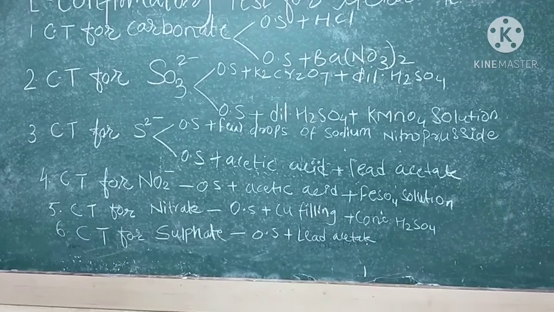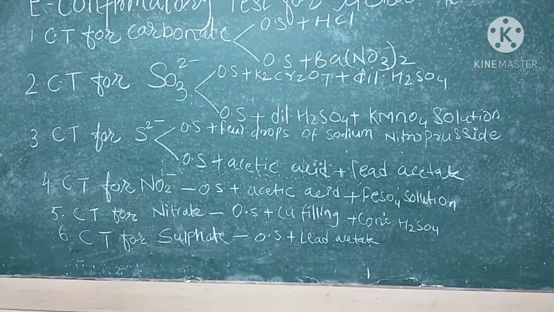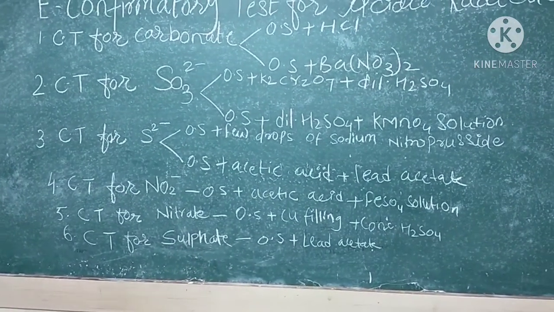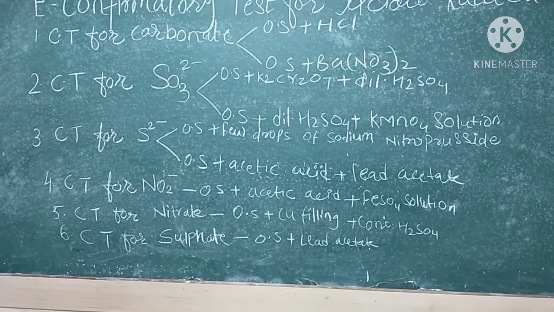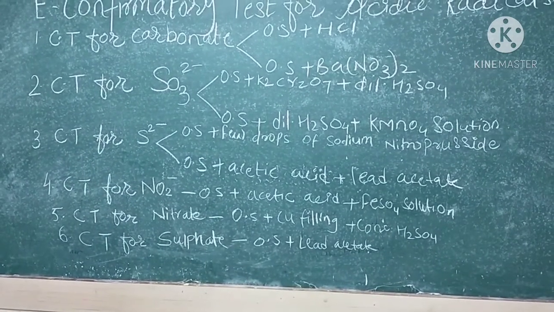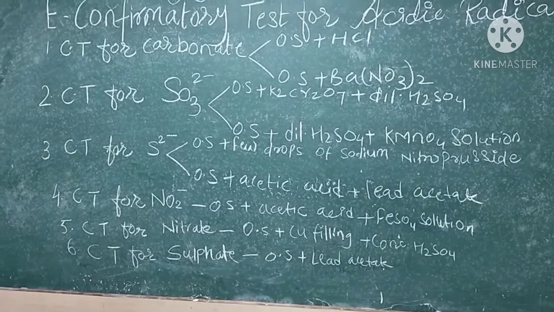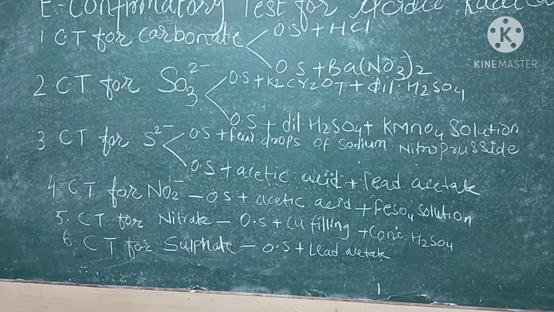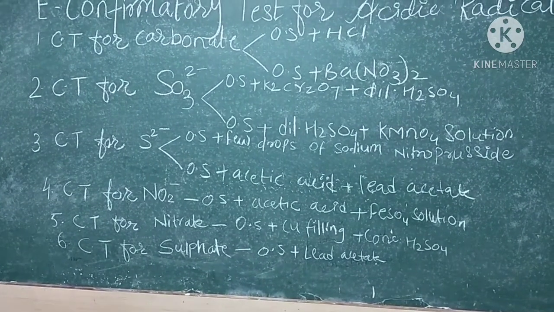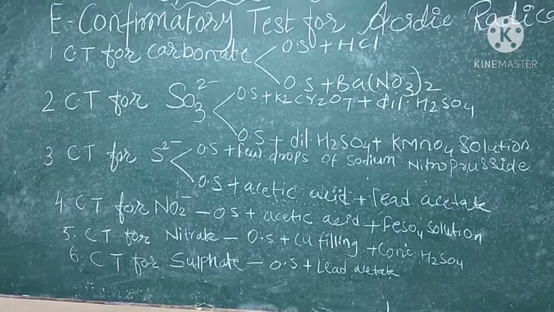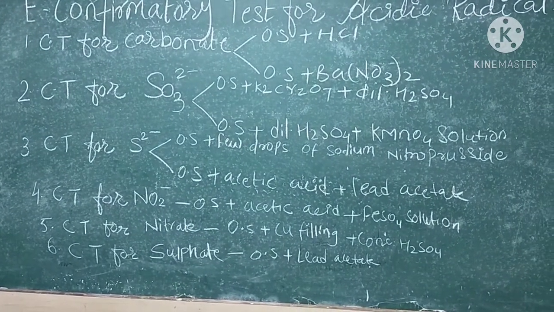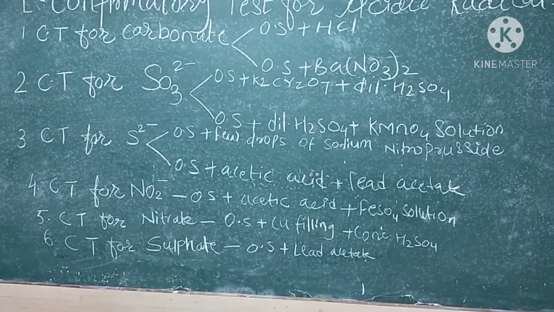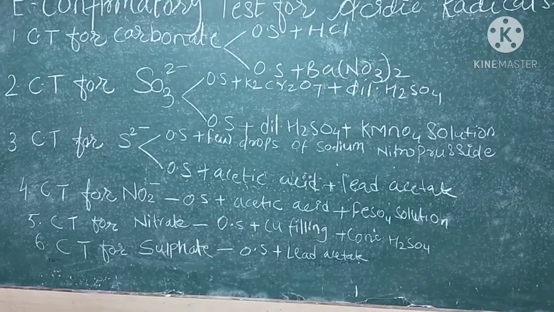Next, we have to perform the fourth test, that is the nitrate test. In this test, we have to perform only one test, that is OS solution with acetic acid and ferric sulfate solution. After performing the fourth test, we go for the fifth test, that is the confirmatory test for nitrate. In this test, we perform only one test, that is OS solution with copper filings and concentrated H2SO4. The last test is sulfate. In this test, we have to perform OS solution with lead acetate.